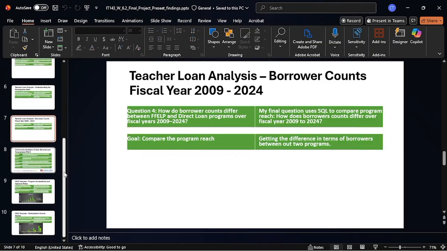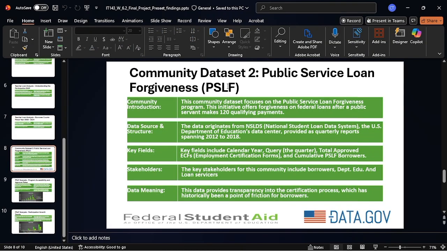Let's go forward to our second program, the Public Service Loan Forgiveness Community Dataset. This community dataset focuses on the Public Service Loan Forgiveness Program. This initiative offers forgiveness on federal loans after a public servant makes 120 qualifying payments. It's from the National Student Loan Data System.